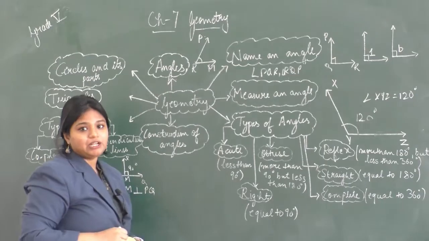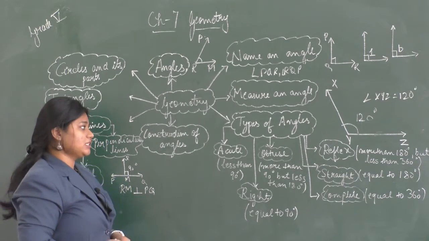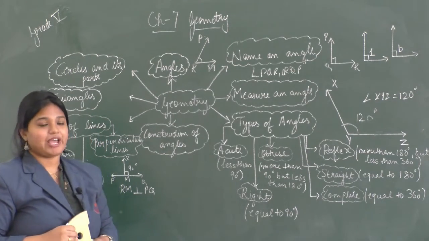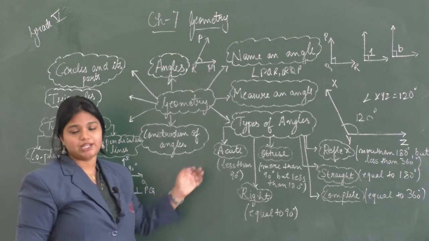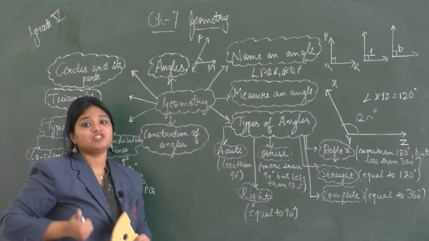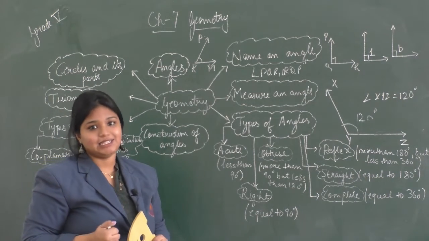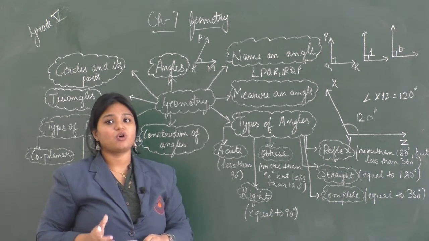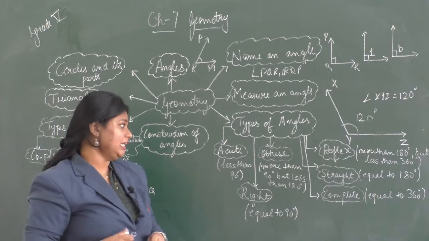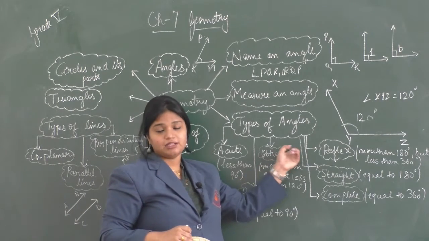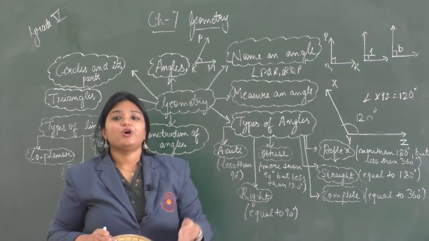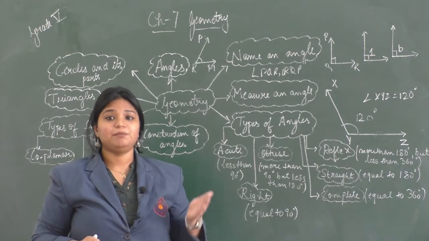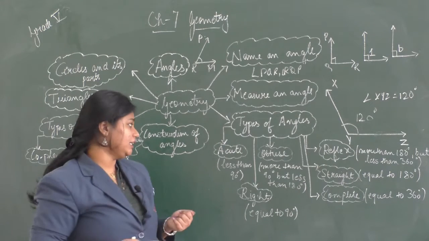The next topic that we learned was types of angles. Now there are 6 types of angles. First is an acute angle. Now an acute angle is always less than 90 degree. The second type is right angle. A right angle is always equal to 90 degree. Third is obtuse angle. An obtuse angle is always more than 90 degree, but it is less than 180 degree.